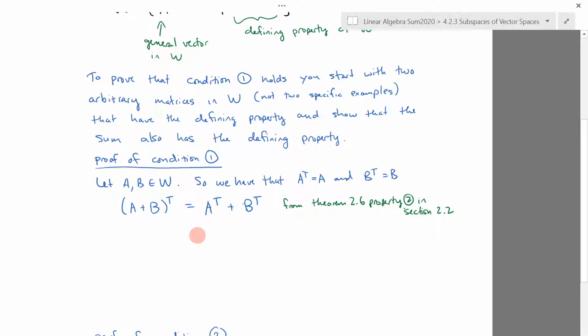Okay, so now what do we know about A transpose and B transpose? Well, we know that they're symmetric, so they satisfy this property. A transpose has to be the same as A because it's symmetric, and B transpose has to be the same as B because it's symmetric. So this is just from this property here.